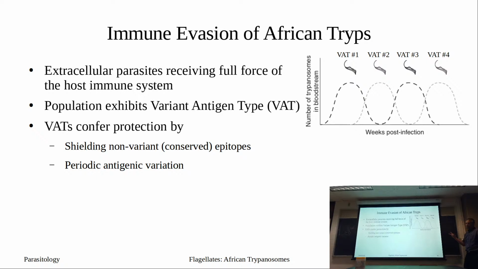So the protection is twofold. One, it shields those conserved regions so that the host only sees those VSGs. And number two, the changing of the VSGs confers this antigenic variation. That's how we get our protection. Ready? Pretty cool way in which they avoid the host immune system.